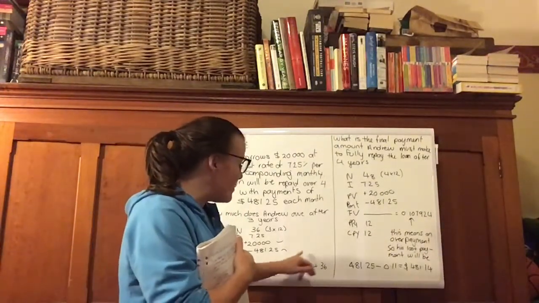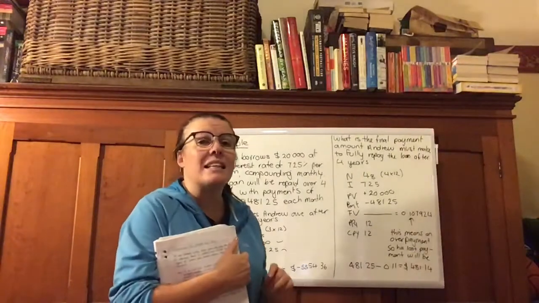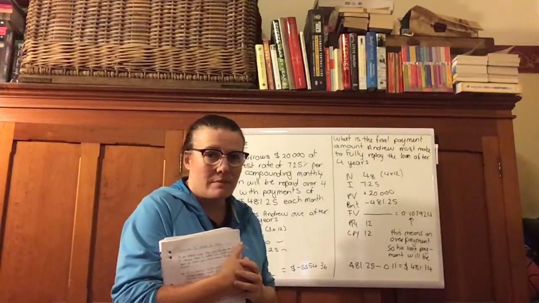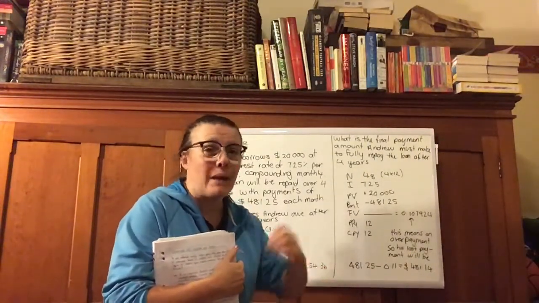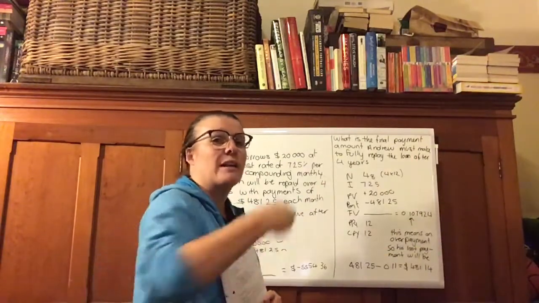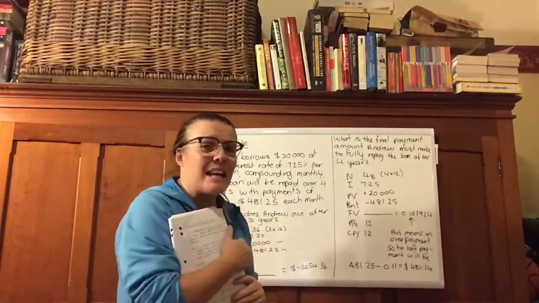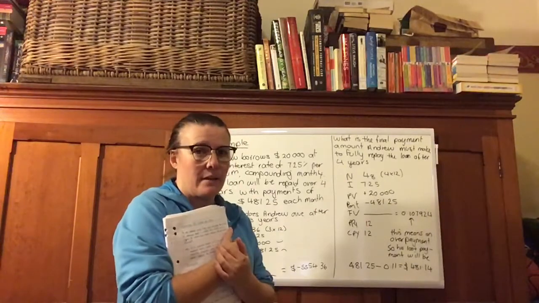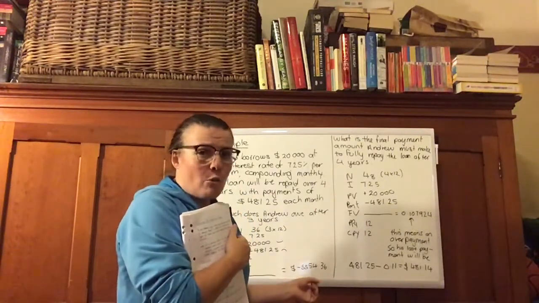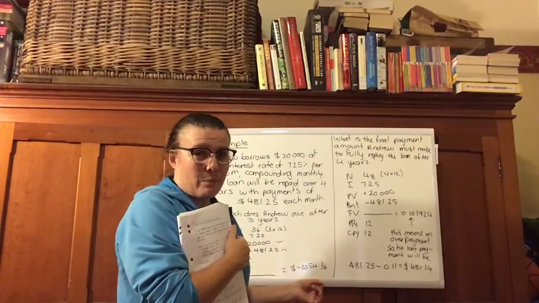All right, couple of things to notice. The negative sign here means he still owes it. Okay, he still has to pay it back out of his pocket, makes us unhappy. That's how much he still has to pay back. You would not write that as your answer.